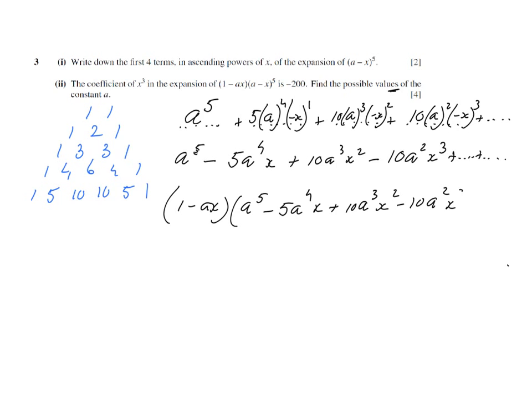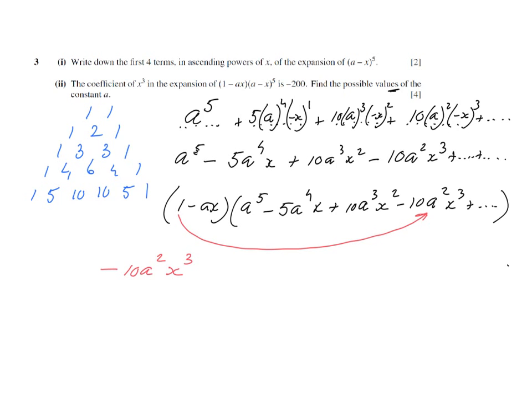A squared x cubed plus, and I'll just put some dots there. So when will I get a term in x to the power 3? That is when I do 1 times a term in x to the power 3. So I do not have to expand the entire thing. I will get a term in x to the power 3 if I do 1 times minus 10a squared x to the power 3. So that would be minus 10a squared x to the power 3.